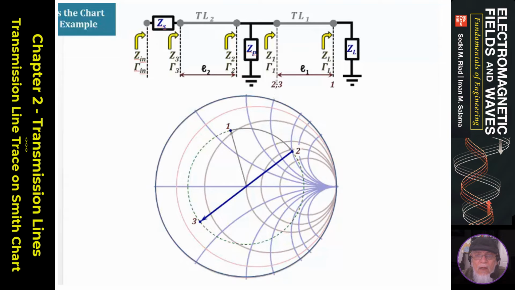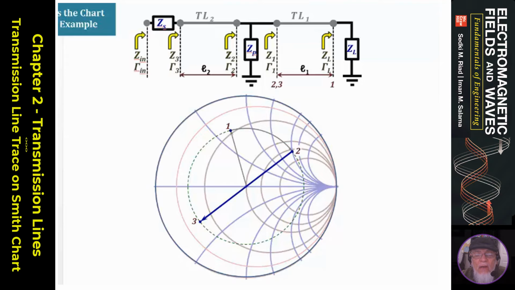Next I recognize that I'm going to add a shunt impedance, so I need to work with admittances because admittances add in shunts. So instead of Z1, I'm looking for Y1. Point 2, which was the impedance at location 2, corresponds to point 3 as an admittance. So point 3 is the admittance at that location. I need to add it to the admittance of Z_P. So that's going to be my next move. Add this admittance to that admittance to get the admittance at this location, which corresponds to Z2.